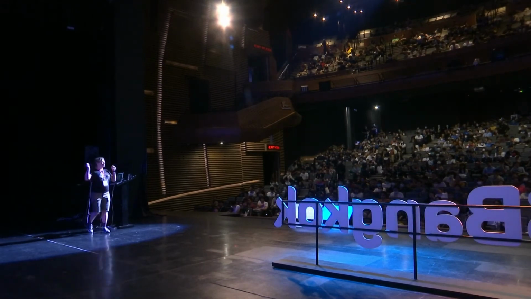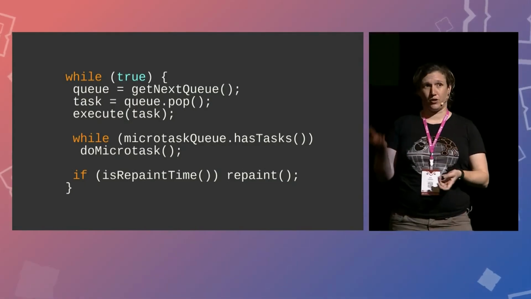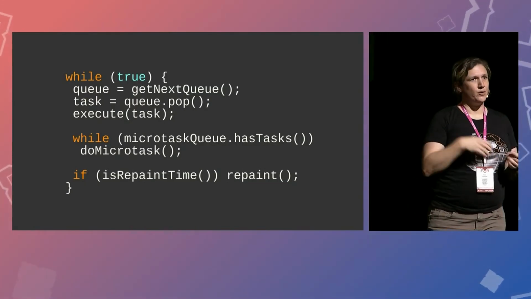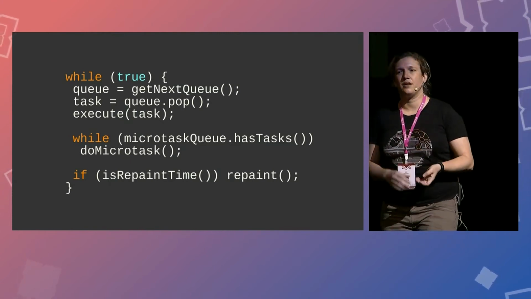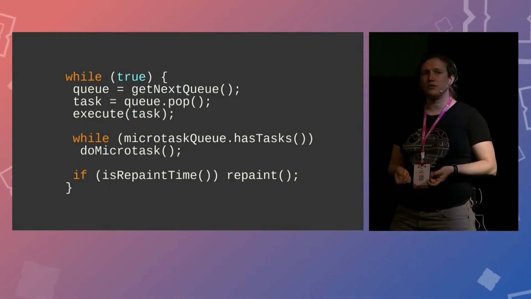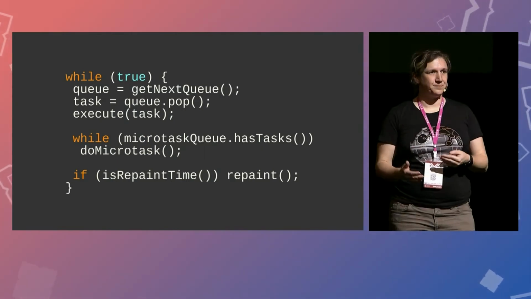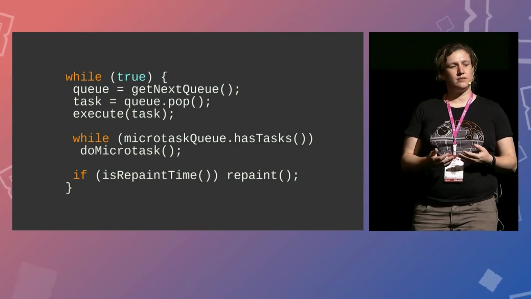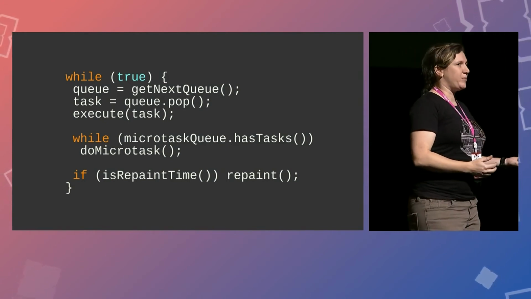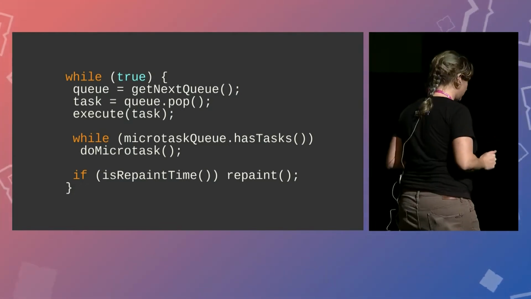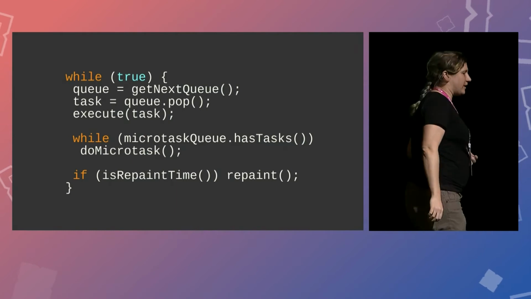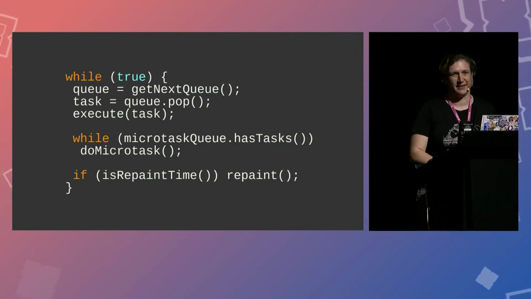OK, so now our event loop looks like this. It's an infinite loop. For each turn of the loop, we're going to pick a queue. Then for each queue, we're going to take the first task off the queue, and we're going to run that task. Then, as long as there are tasks in the microtask queue, we're going to run all of those. Then once all of the microtasks are done, then if it's time to repaint, we'll repaint. Everybody cool with that? Cool. Because it turns out it's a little bit more complicated than that.